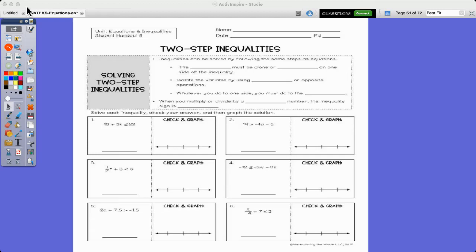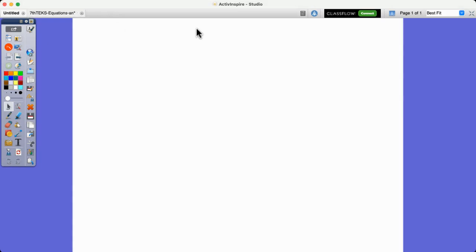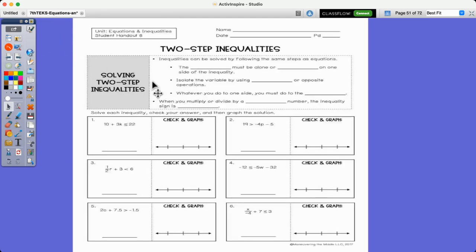Okay, we are on two-step inequalities. We're going to take some notes. We are going to use the do and undo method to do these. Oops, sorry guys. And so let's get ready.